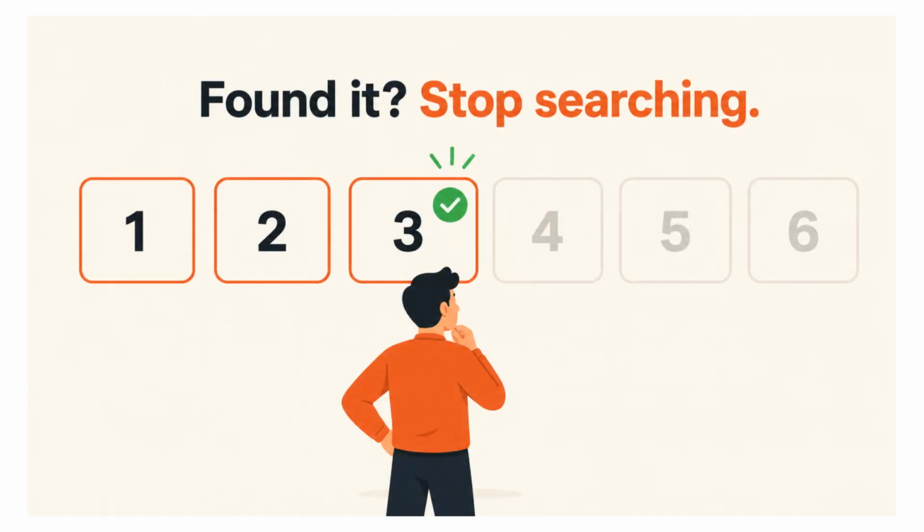Let me show you a real-life example so this really sticks. Imagine you're looking for your friend in a line of people. You check the first person, not them. Second person, not them. Third person, found them. Now, would you keep checking the rest of the line? Of course not. You stop right there. That's exactly what break does in your code. Once the goal is achieved, there's no need to keep looping.